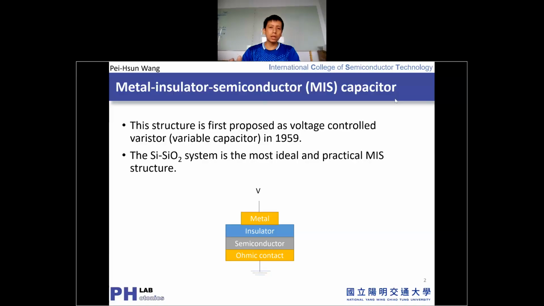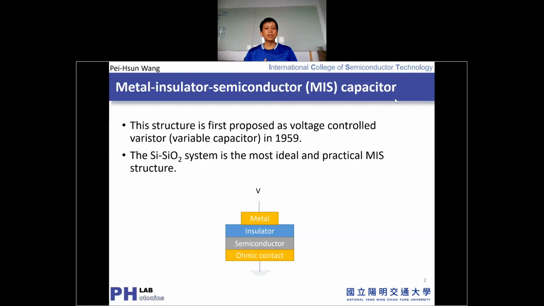We previously mentioned that if you connect the metal and the semiconductor, there will be a metal junction, so we get the Schottky barrier and the ohmic contact. And here you can consider there is an additional layer, that we call the insulator, in between the metal and the semiconductor, and the semiconductor is again connected with ohmic contact. There will be some different performance and behavior. This structure was first proposed as the voltage-controlled resistor, so it can be considered as a variable capacitor in 1959.